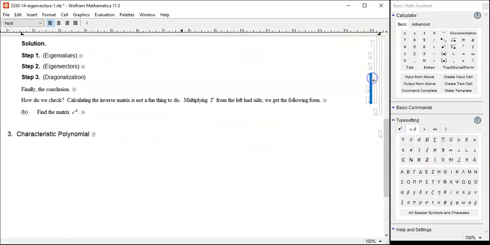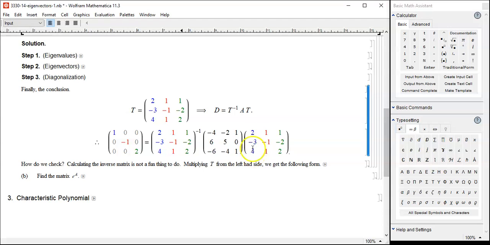And there goes the diagonalization. 2, -3, 4, first column. 1, -1, 1, second column. 1, -2, 2, third column. So here is a diagonalization. Diagonal matrix D is equal to T inverse AT. Or equivalently, A is T D T inverse.